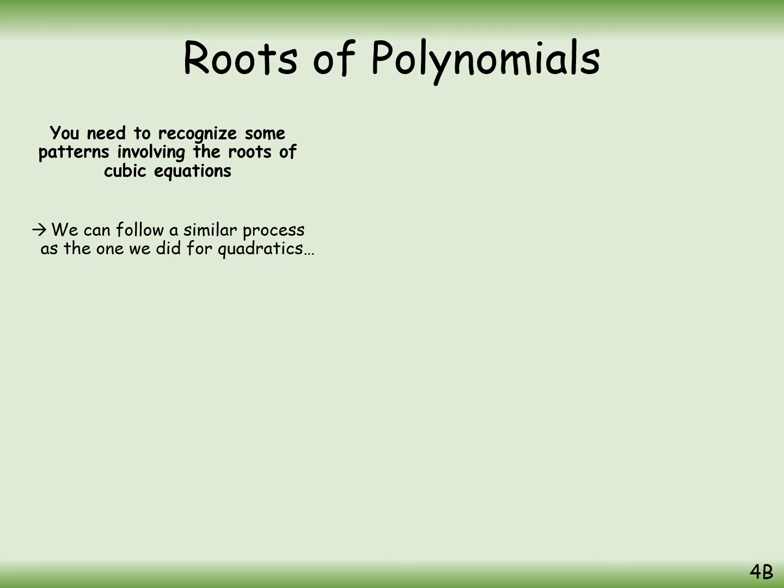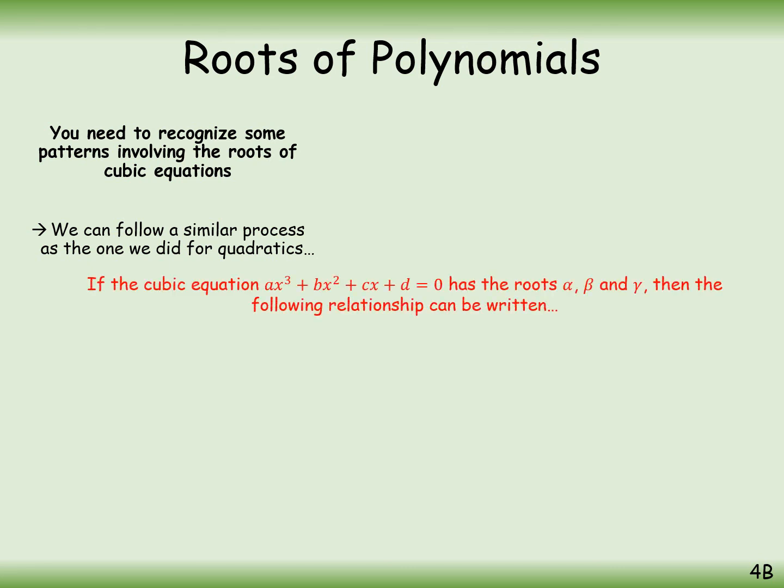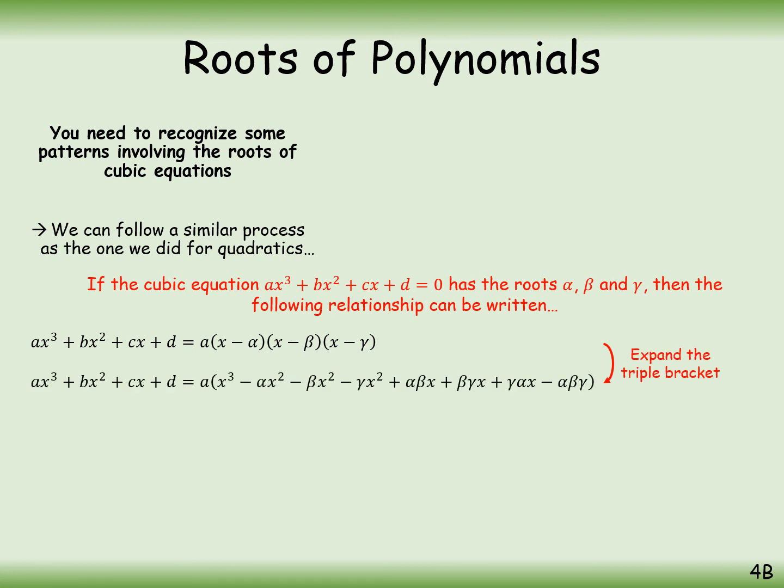We can follow a similar process as we did for the quadratic for the cubic. So if a cubic equation ax cubed plus bx squared plus cx plus d equal to 0 has the roots alpha, beta, and gamma, then the following relationship can be written. We could write this cubic equal to a times (x minus alpha)(x minus beta)(x minus gamma). If we expand the brackets, be slightly careful here to do the quadratic first and then the quadratic by the linear. So we get the following.